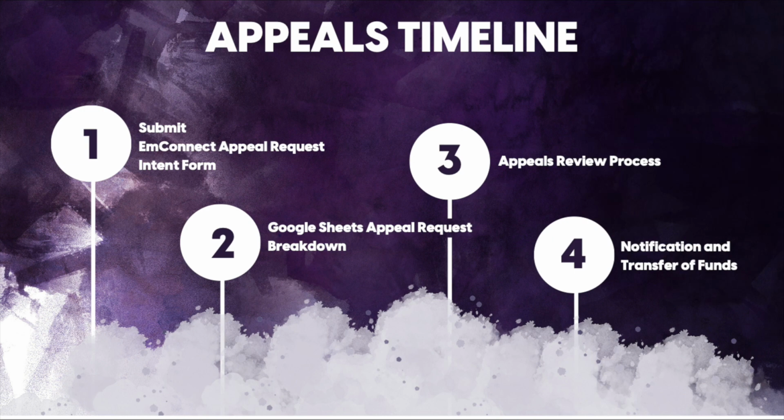The appeal request process is a multi-step process. Outlined are the steps your request must follow in order to reach a final vote. Step 1. Submit the EmConnect appeal request intent form. Step 2. Receive and complete the Google Sheets appeal request breakdown form with quotes and detailed price information. Step 3. Appeals review process.